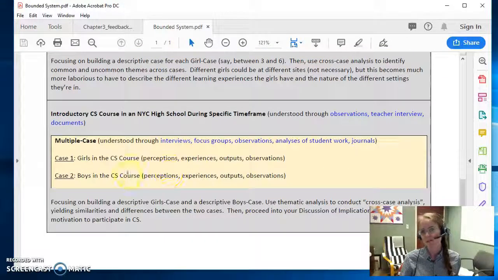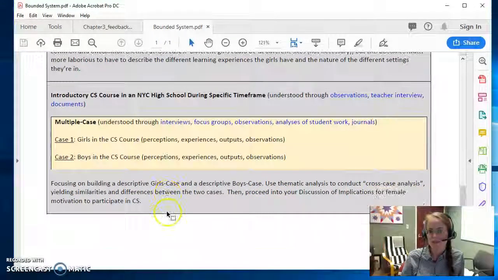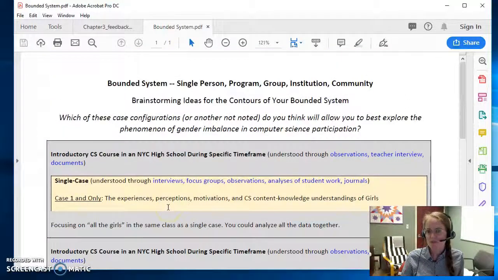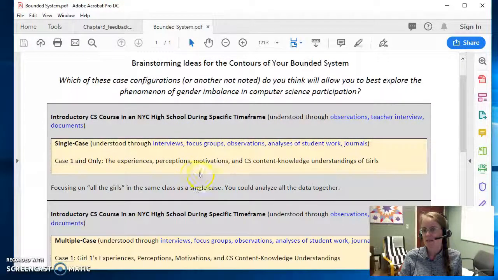Here's another idea. You could have a multiple case using 2 cases. One is the case of the girls in the CS course. So you look at their data as a lump. Here's some examples of the types of data. And then the boys as a lump. And then you create a girls case, a descriptive girls case, and a descriptive boys case. So a synthesis of the data that you have collected on the girls and a synthesis of the data on the boys. And then you also use cross-case analysis. The question is, do any of these bounded systems, if you were to bound these, which ones do you think might yield the best insights on your study?